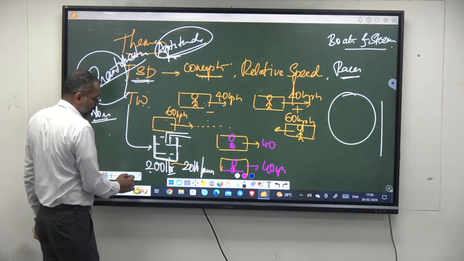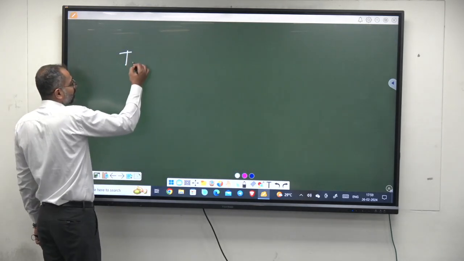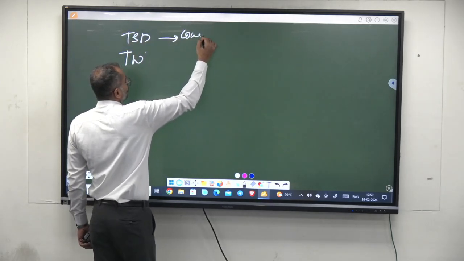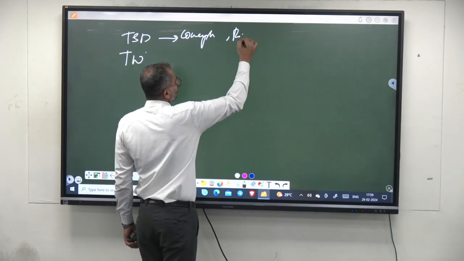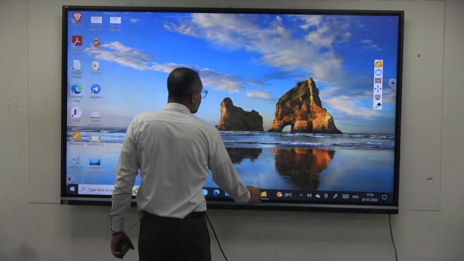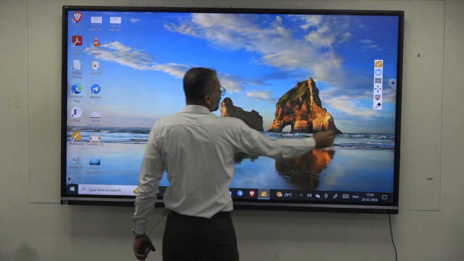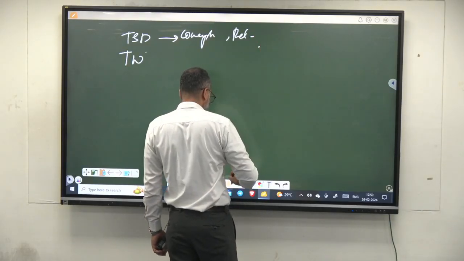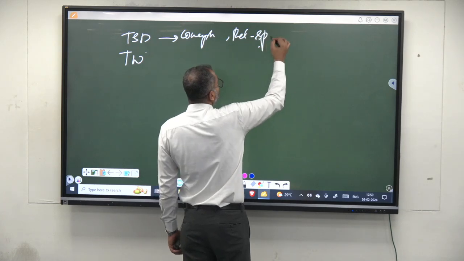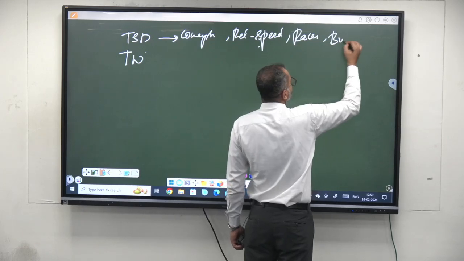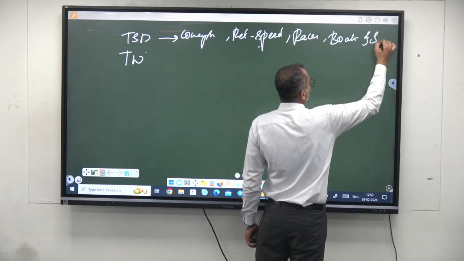If you want to try it, you can copy down. Time and work, time, speed and distance are the concepts, plus relative speed, race-based questions, boats and streams.